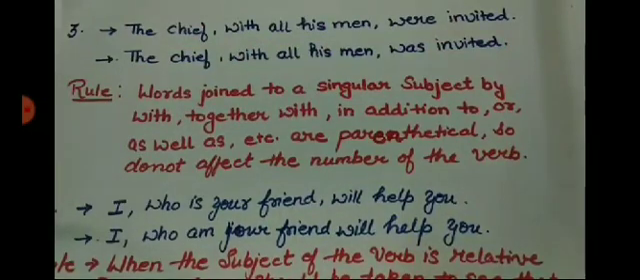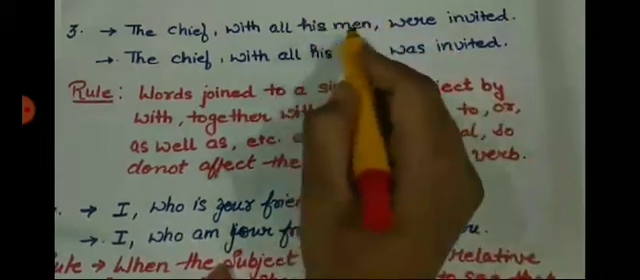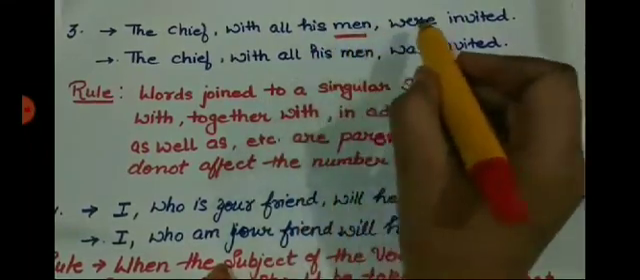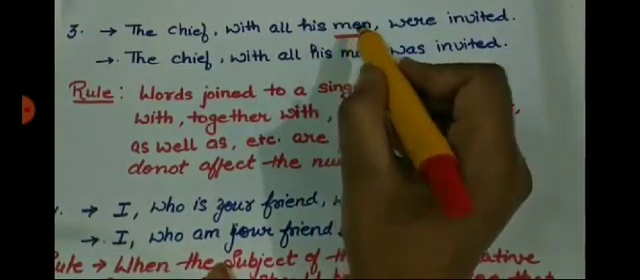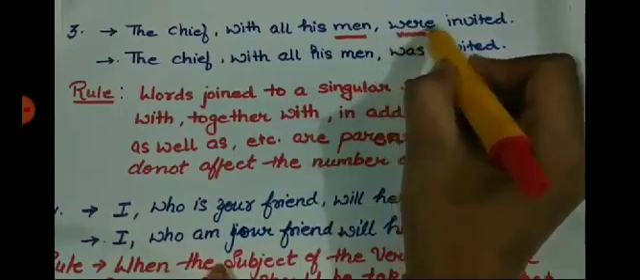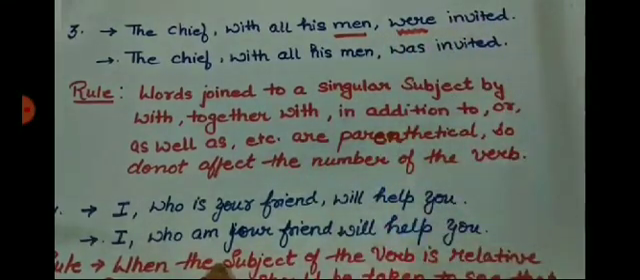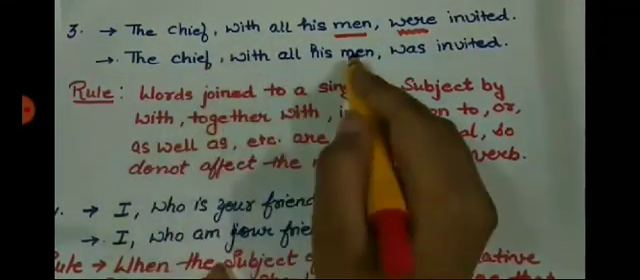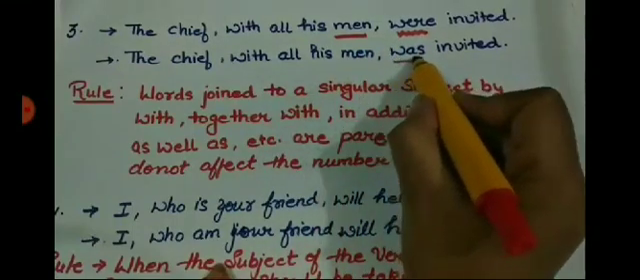Moving on to the third one. See, the chief with all his men were invited. And if I say, the chief with all his men was invited. Let us figure out the difference between these two. Here, I have used "his men", that is plural, and considering this plural, we have used "were". And in the next sentence, with "all his men", I have used "was".